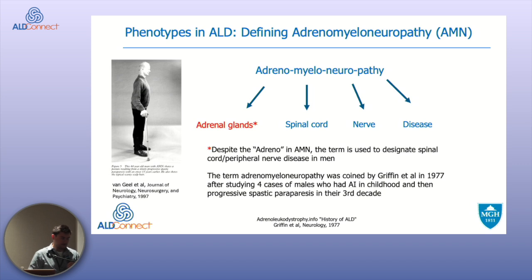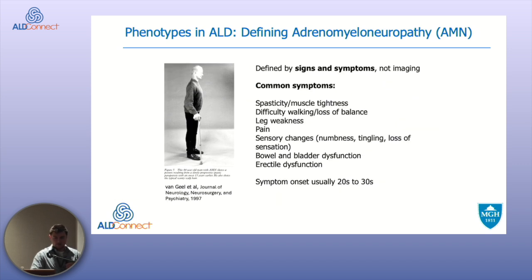Cerebral ALD is defined by lesions on MRI. AMN is defined by signs and symptoms, so not imaging. And that's very important. I think a lot of people in this room are familiar with the signs and symptoms of AMN. This can include spasticity, difficulty walking, pain, sensory changes, issues with the bowel and bladder, so constipation, diarrhea, incontinence, etc. And in men, symptom onset is usually in their 20s or 30s. Again, this is based on signs and symptoms.